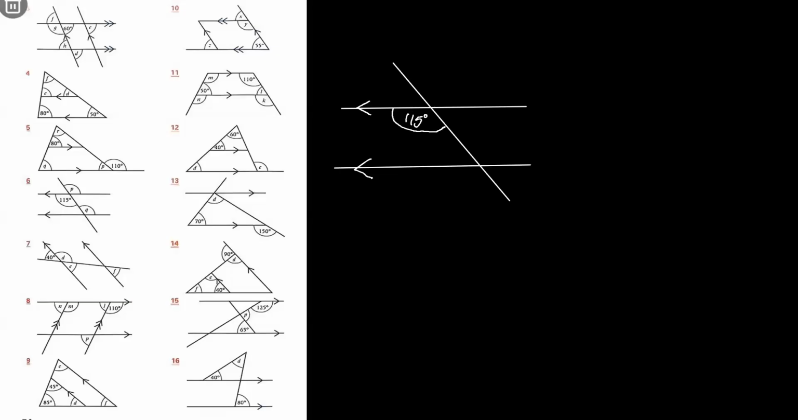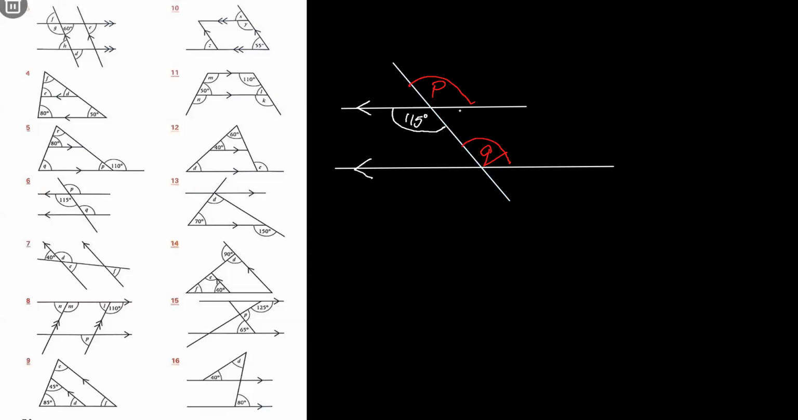Okay, so all they gave us was the 115, and they wanted us to find P, which is the vertically opposite angle, and Q, which is a corresponding angle. So P corresponds to Q. Everybody agree with that? So whatever P is, we know what Q is. You all agree with that? Yes, sir. All right.